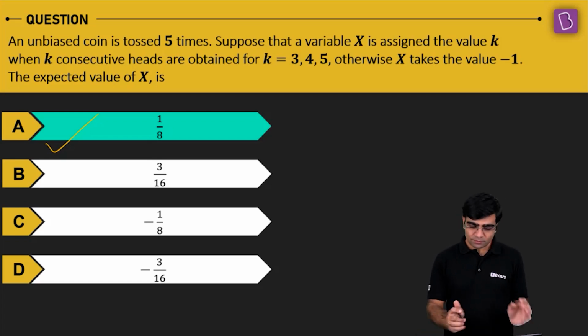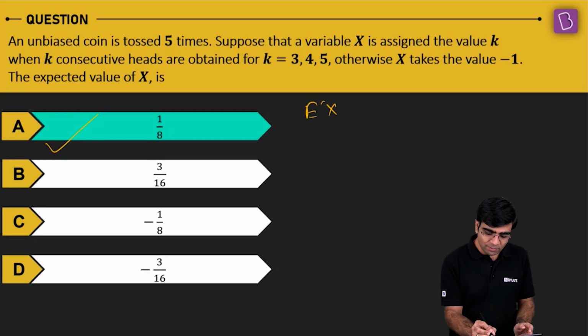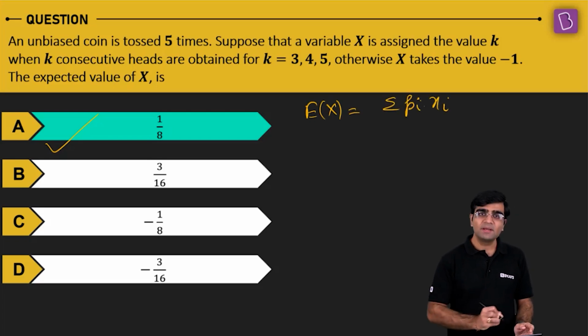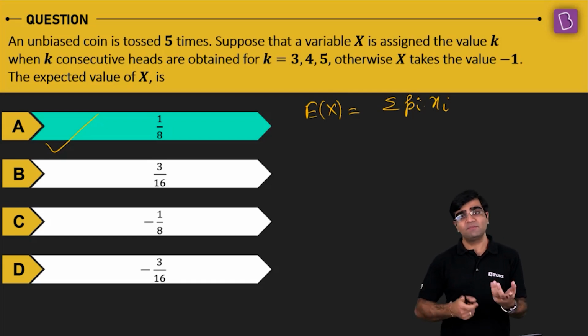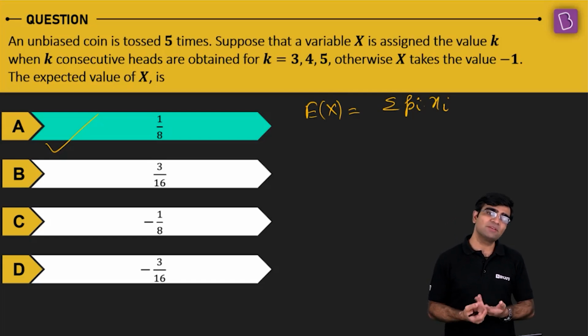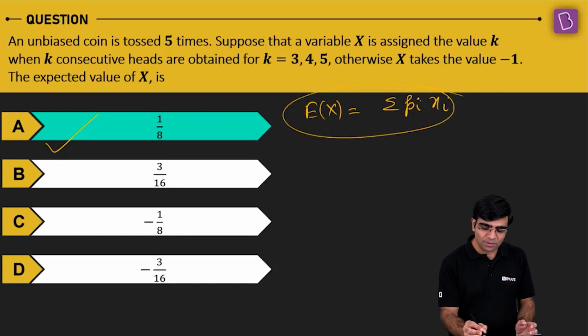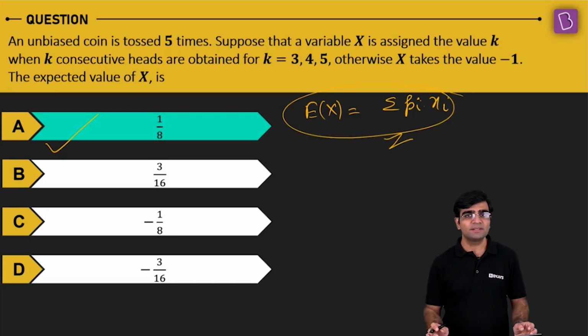So the expectation value formula for the random variable X is nothing but sigma pi xi. Of course, in the denominator there was sigma pi, but for any such probability distribution, sigma pi is always 1. So we directly define this formula only. Sorted?